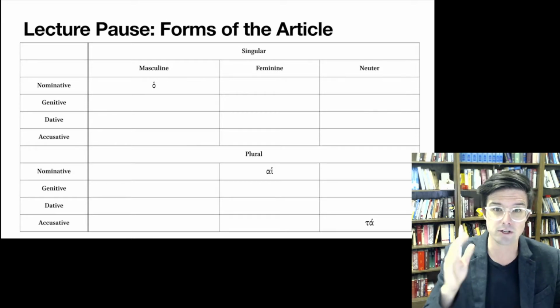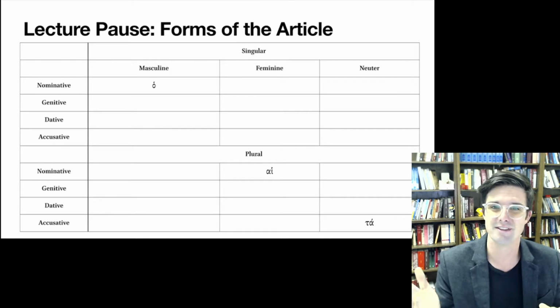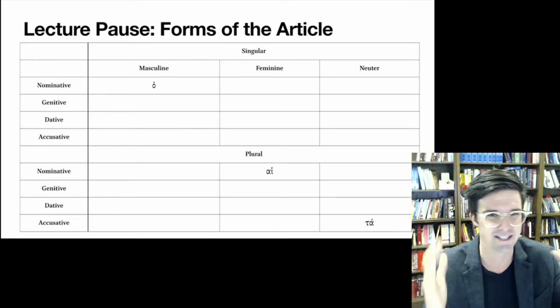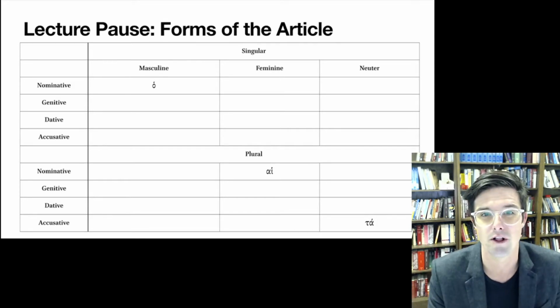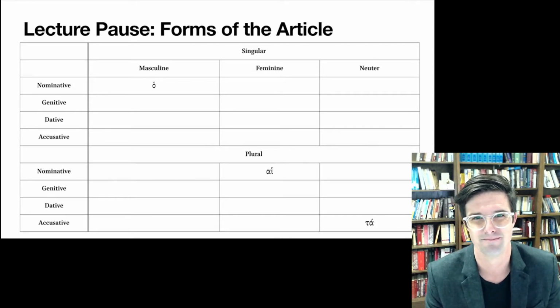whatsoever. And I want you to try to make a guess about every single block here. So all of the 24 different forms of the Greek article that you memorized so well in Greek 1, go ahead and see what you can recall from your memorization in Greek 1.